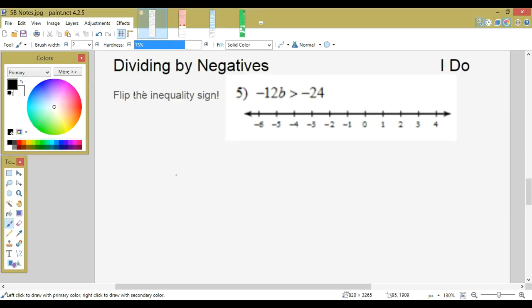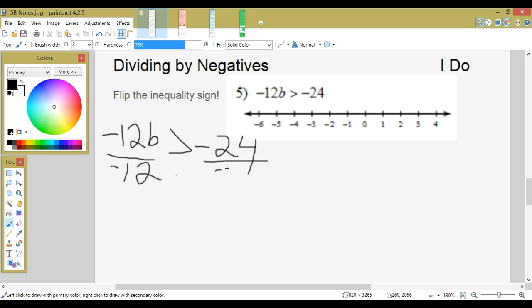Divide by negatives, flip the inequality sign. First, we write out what we're given. Negative 12b is greater than negative 24. To get b by itself, we need to divide by the coefficient in front of b, which is negative 12. So divide each term by negative 12.